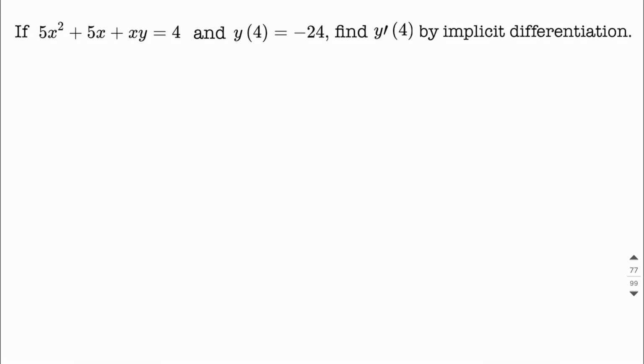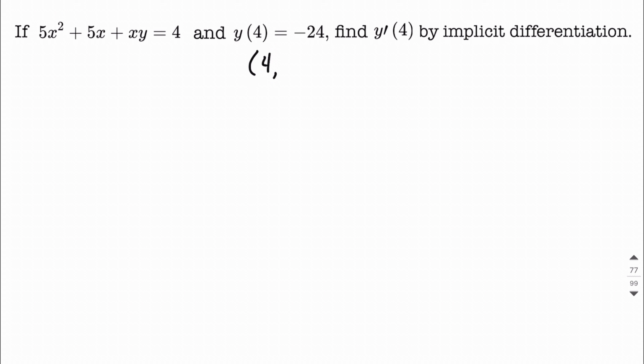In this example, we're given an equation with some x's and some y's going on here. We're told that y of 4 equals negative 24, and our goal is to find y prime of 4 by implicit differentiation. First thing I want to mention is that y of 4 equals negative 24 can be a little bit confusing as far as notation goes.